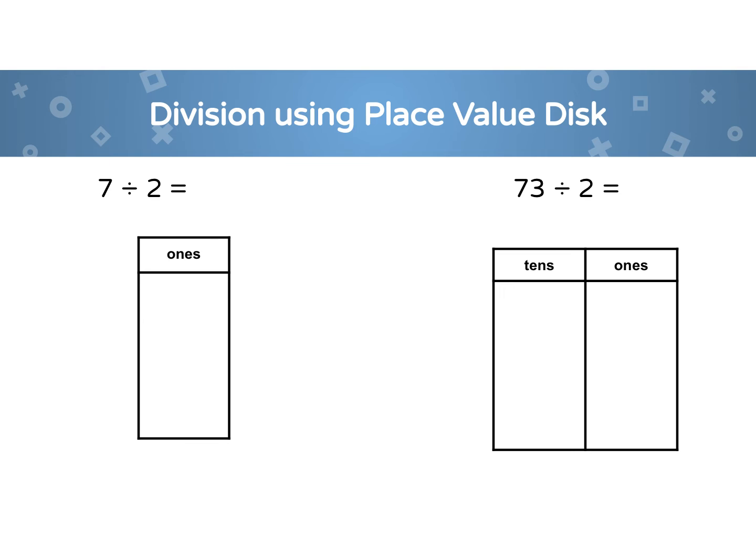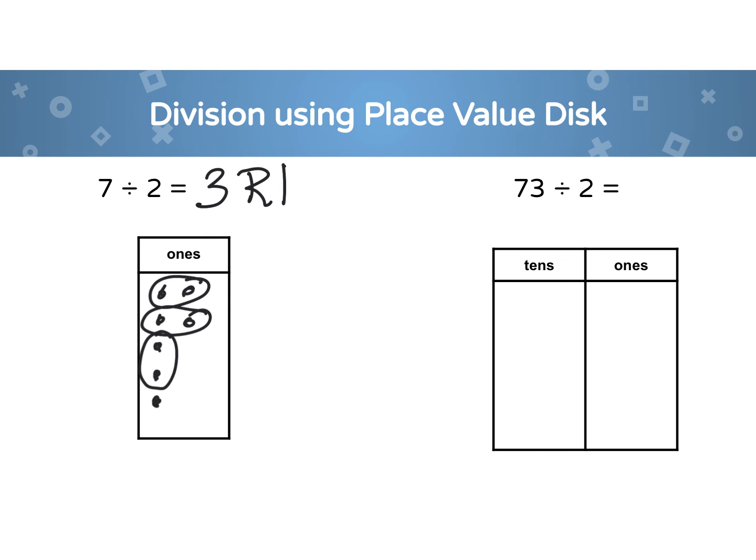Okay, so here is the one that is on your homework tonight. This is number 1 and number 2. So I'm going to do number 1 first. We have 7 ones. 1, 2, 3, 4, 5, 6, 7. And I'm going to put them in groups of 2. 1 group, 2 groups, 3 groups, and I have 1 left over. So my quotient is 3, and I have 1 left over.